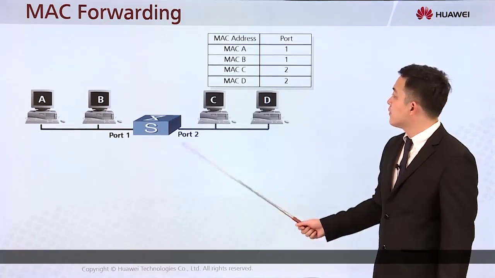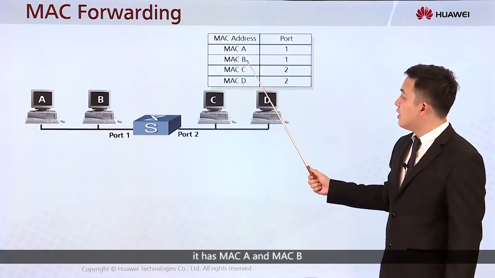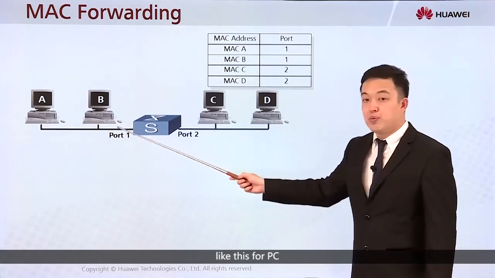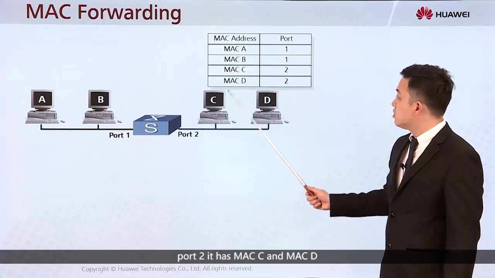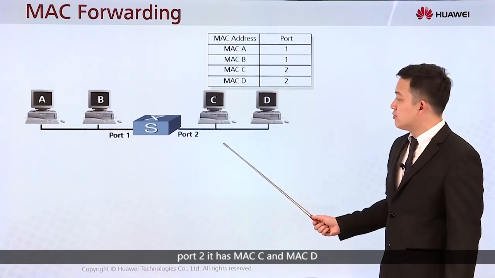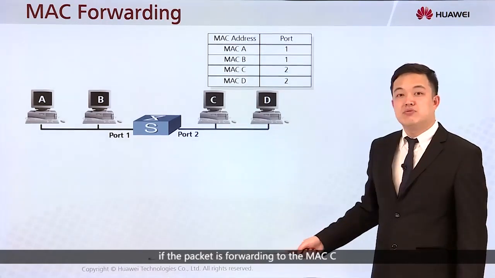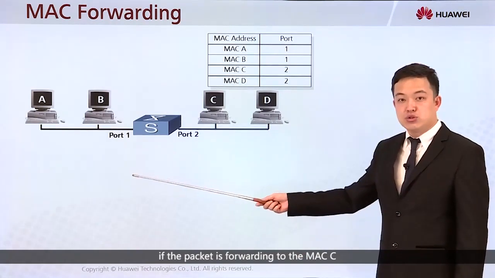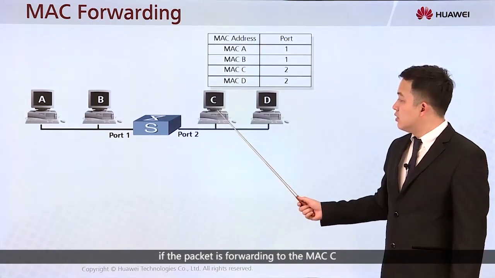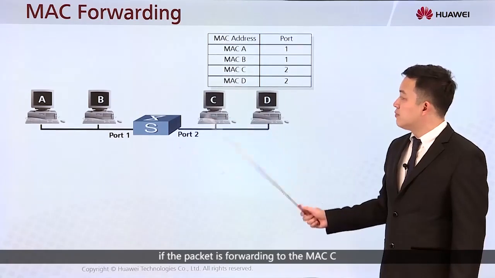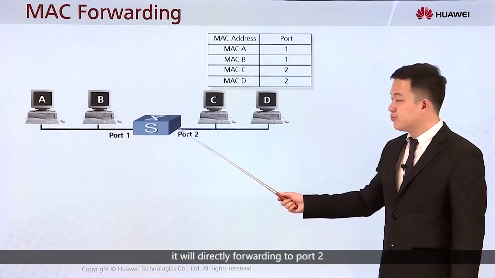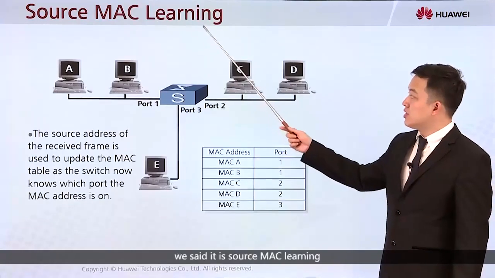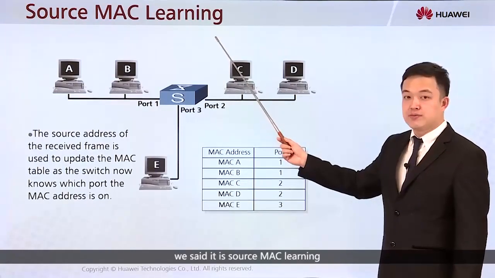From port 1, it has MAC A and MAC B, like this for the PCs. Port 2 has MAC C and MAC D. Next time, if a packet is forwarded to MAC C, it will be forwarded directly to port 2. Okay, we call this source MAC learning.